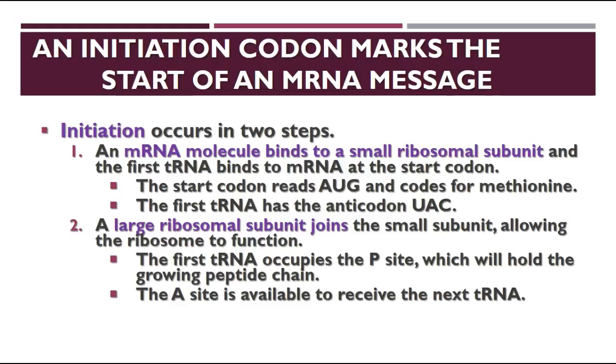Once that happens, the large ribosomal subunit joins the small one, and that causes the ribosome to begin functioning. That first tRNA is going to be in the P site, which is going to hold the polypeptide chain, and then the A site is there to receive the next transfer RNA.